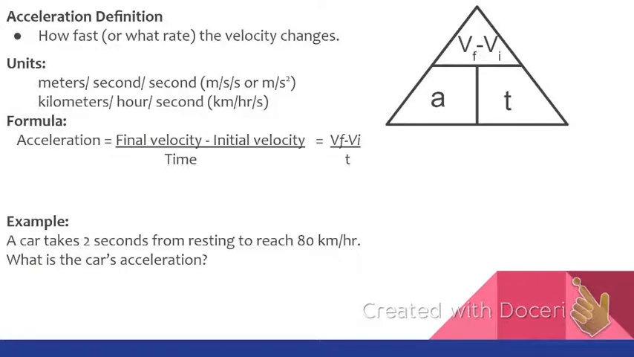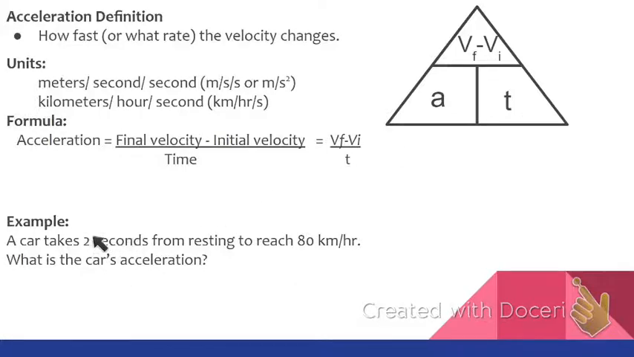So for an example, go ahead and write your example problem down. A car takes 2 seconds from resting to reach 80 kilometers per hour. What is the car's acceleration? Do note, on many acceleration problems, it's going to seem like you don't have enough information to solve. In this case, we're solving for acceleration, so that's our variable here. So you need final minus initial velocity over time.